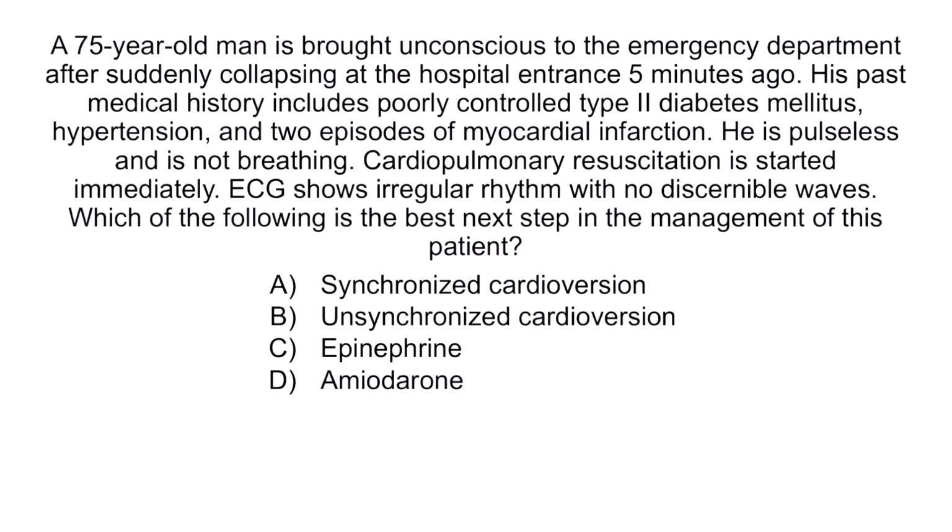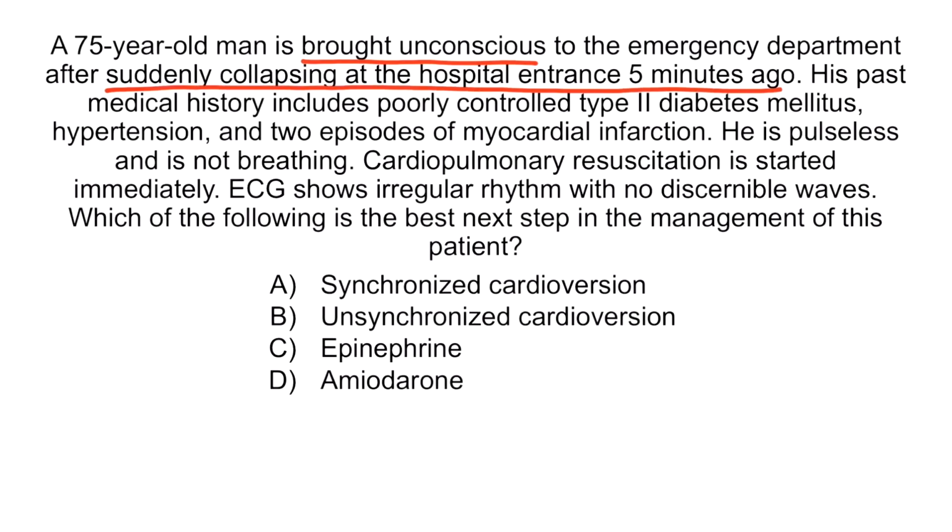Let's end our lecture with a board-style question. A 75-year-old man is brought unconscious to the emergency department after suddenly collapsing at the hospital entrance 5 minutes ago. His past medical history includes poorly controlled type 2 diabetes mellitus, hypertension, and 2 episodes of myocardial infarction. He is pulseless and is not breathing. Cardiopulmonary resuscitation is started immediately. ECG shows irregular rhythm with no discernible waves. Which of the following is the best next step in the management of this patient? A. Synchronized cardioversion, B. Unsynchronized cardioversion, C. Epinephrine, or D. Amiodarone.